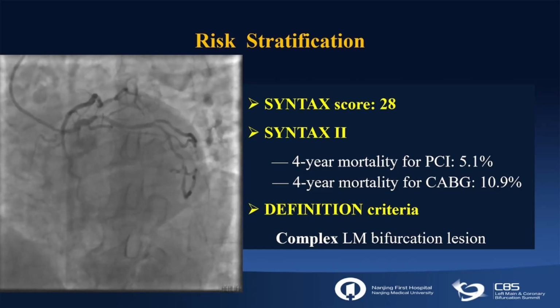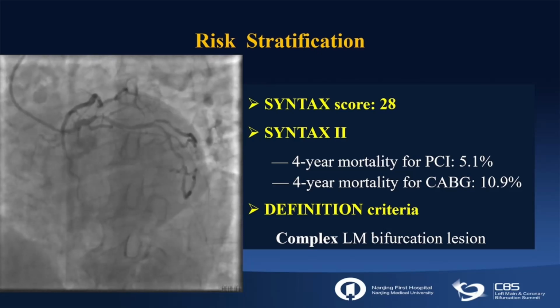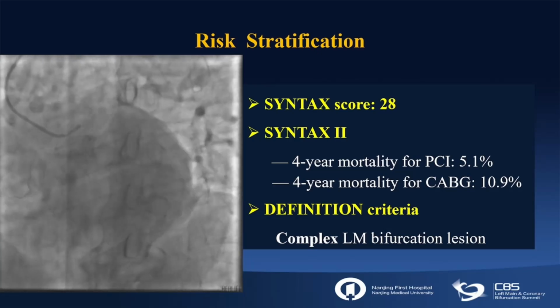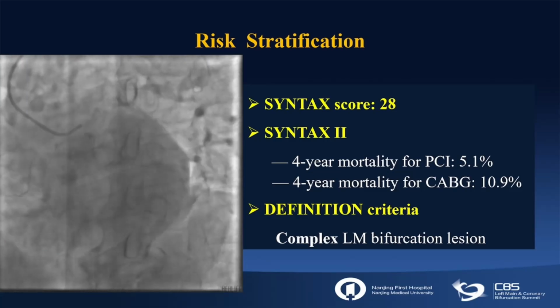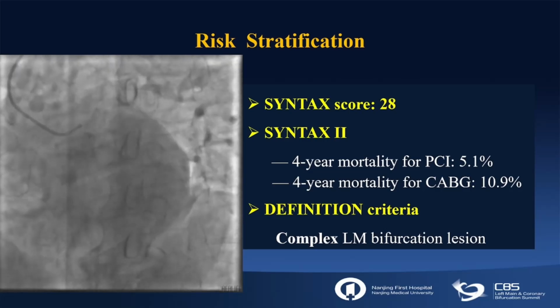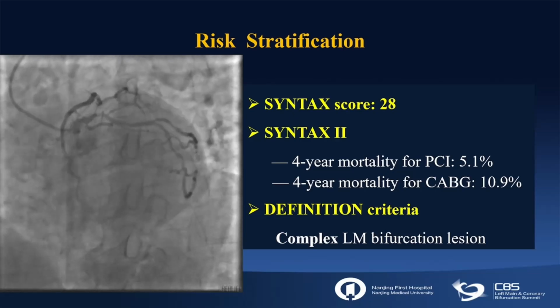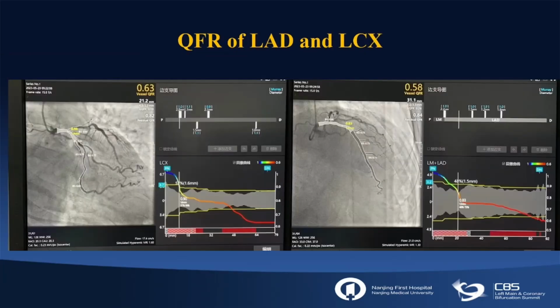Before PCI, we calculate the risk stratification routinely. Syntax score is 28, and the SYNTAX II for PCI, 4 years mortality is 5.1%. For CABG is 10.9%. According to the definition criteria of Professor Chen, the distal left main bifurcation is a complex bifurcation. Next. Before PCI, we checked the QFR of LAD and the circumflex. QFR of circumflex is 0.63. LAD is 0.58. Next.